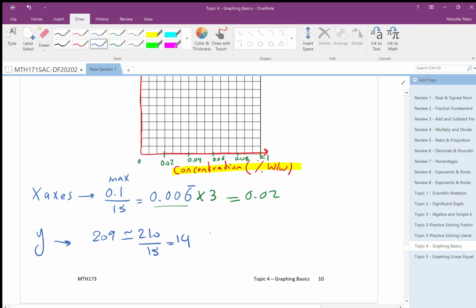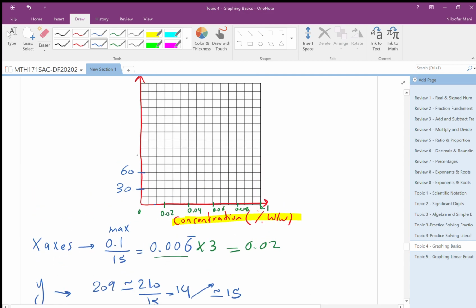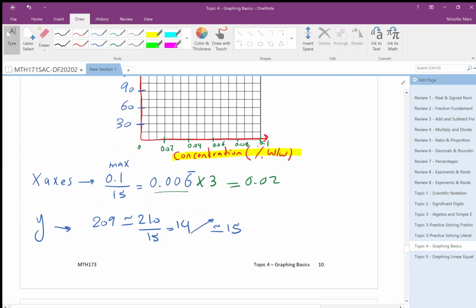So you round up to 15. If I do 15, it's easier for me because I can say this is 30, this is 60. See, this one is easy. 90, 120, 150, 180, and 210. Oh, perfect. I have everything. So I included all my points.